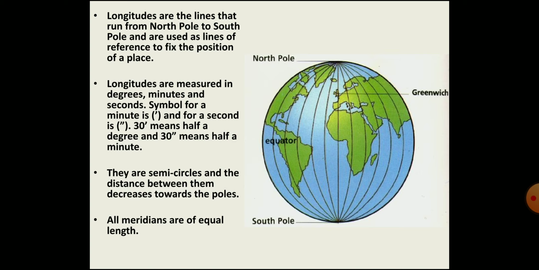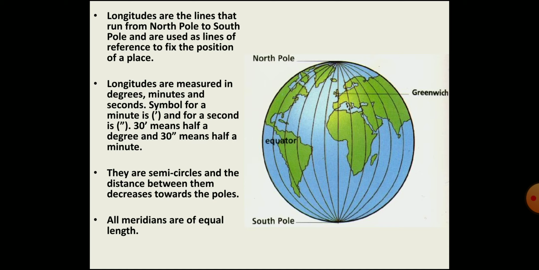So, to exactly locate a place, we need some other lines of reference too that run vertically across the surface of the earth from the North Pole to the South Pole. These lines are called lines of longitude or meridians of longitude. The distances between the longitudes are measured in degrees, minutes, and seconds. It means each degree is further divided into minutes and minutes are further divided into seconds.